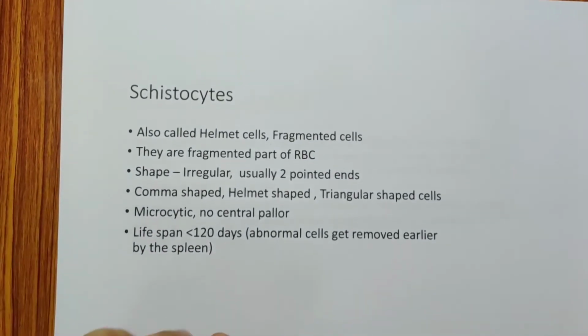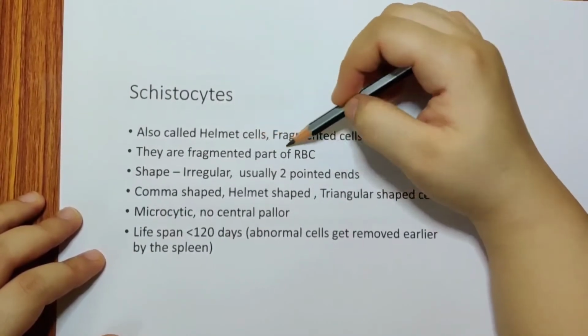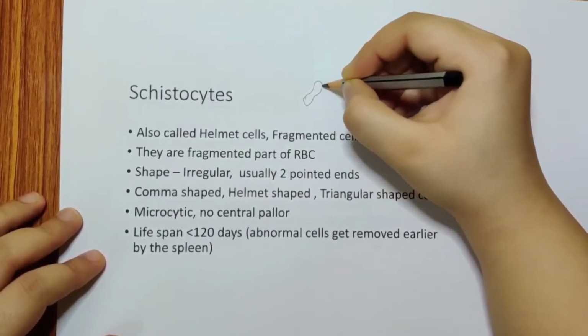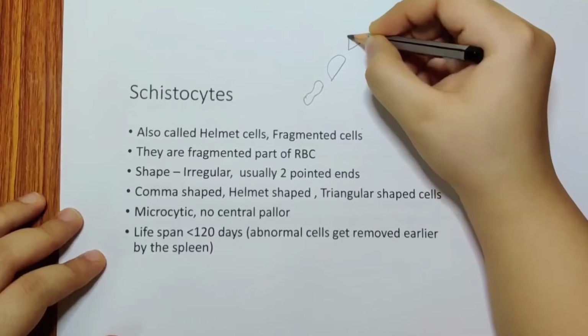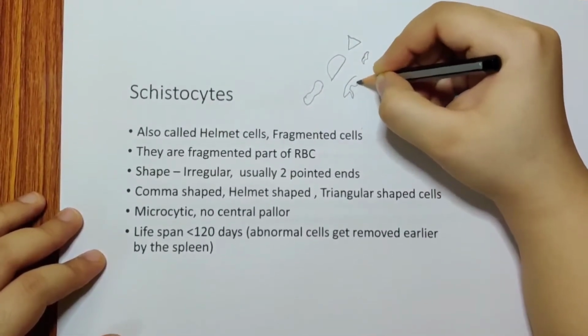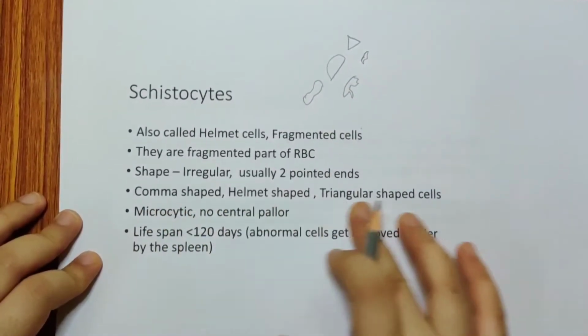These schistocytes are also known as helmet cells or fragmented cells. They are fragmented parts of the RBC. So, if you see, this is a normal RBC. If these RBCs take the shape of a helmet or a triangle or are fragmented, these are schistocytes.